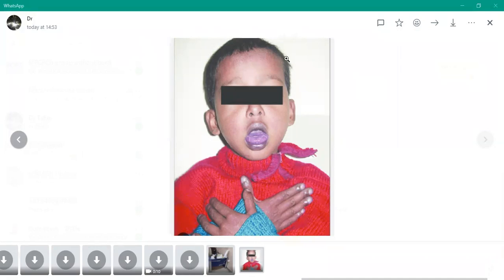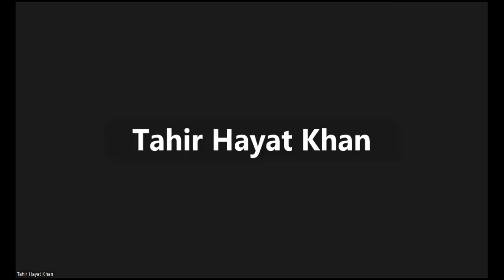This type of murmur is there. Is it radiating to the back? Back side I am checking. Yes, it's present. It's present all over the chest as well as to the back. Okay.